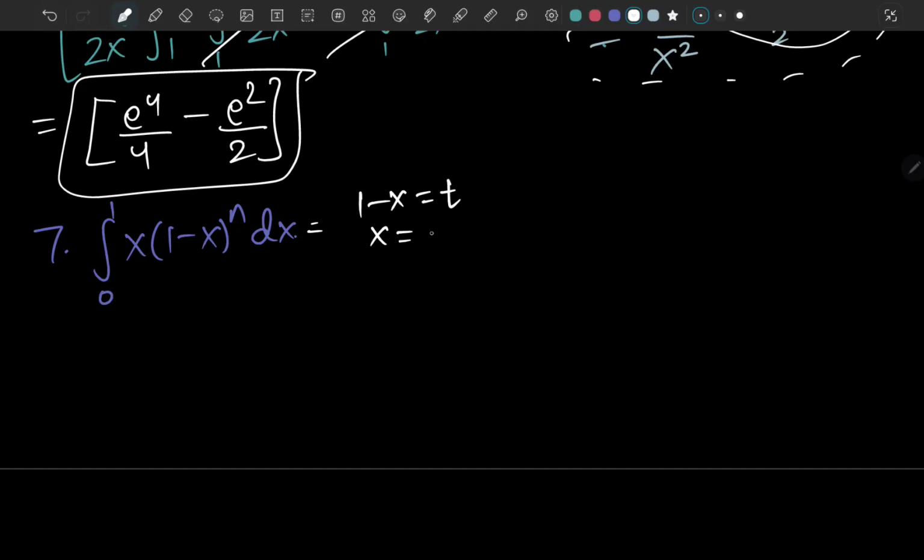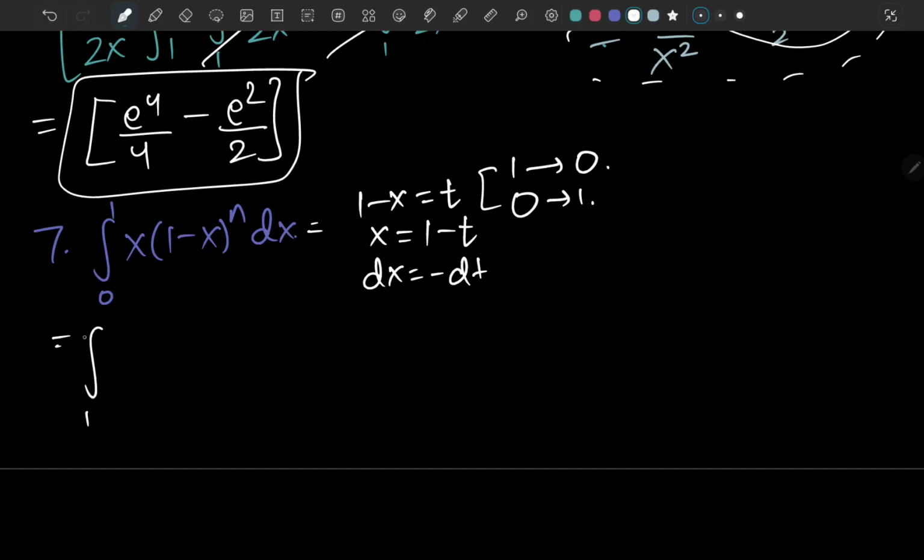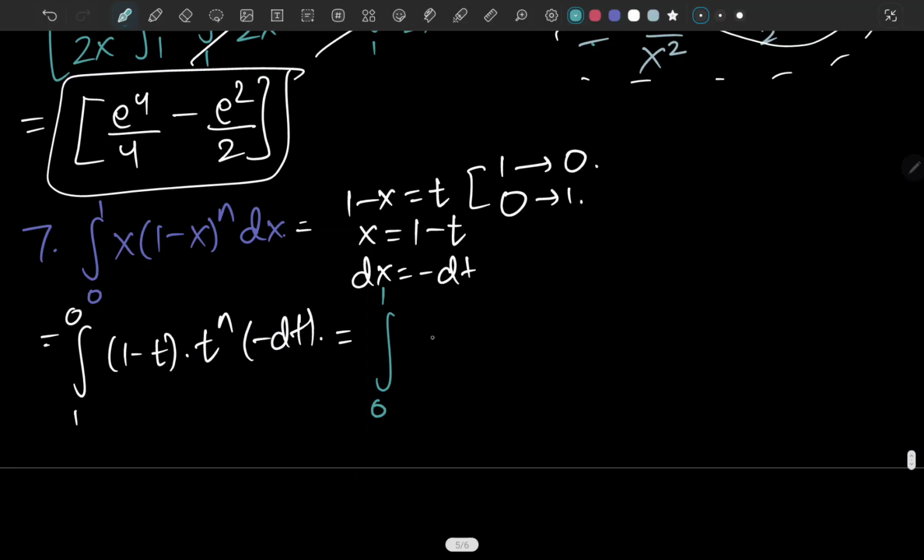So x is 1 minus t, and the limits change: 1 becomes 0 and 0 becomes 1. dx becomes negative dt. The integral becomes from 1 to 0 of (1 minus t) times t to the n, times minus dt. So the minus is helping us out with changing the limits, and respectively this becomes 0 to 1 of t to the n times (1 minus t) dt, right?